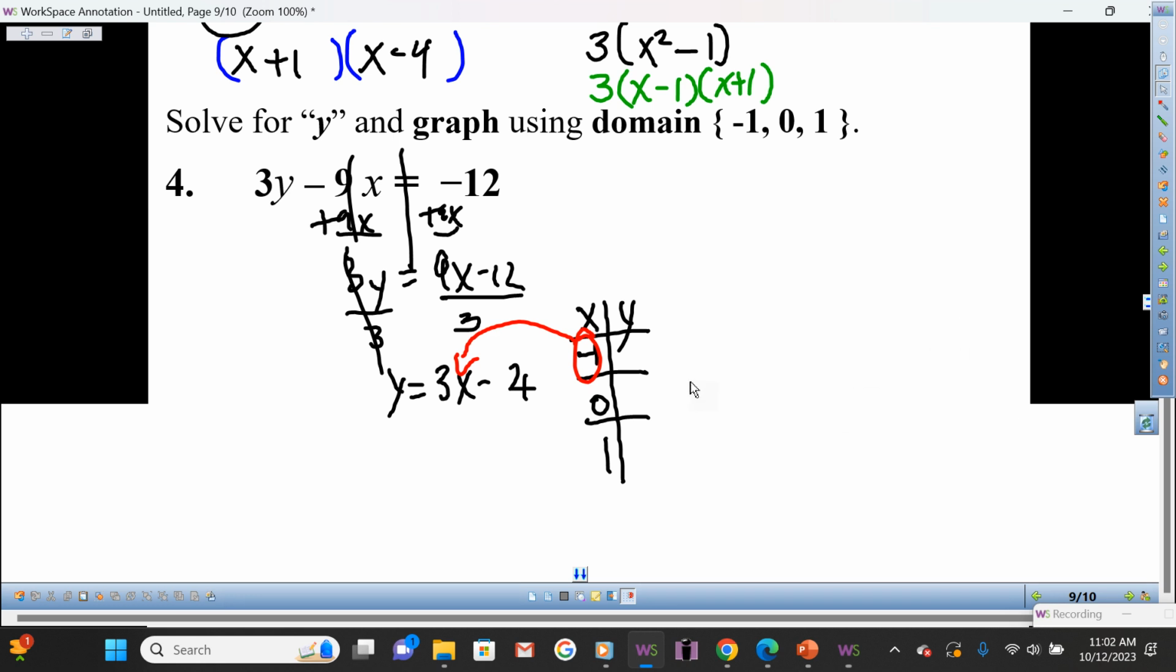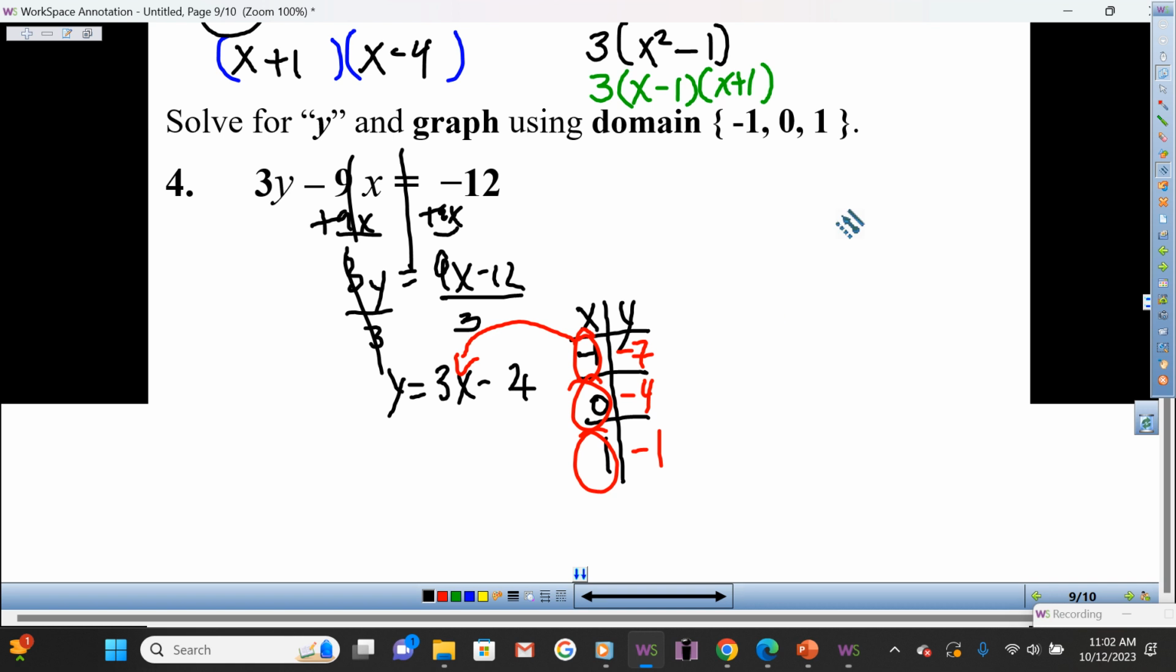So, y equals 3x minus 4. Negative 1 times 3 is negative 3 minus 4. That's what? Negative 7. Yes. Next value. 3 times 0 is 0. That leaves us with negative 4. Next one. 1 times 3 is 3 minus 4. That's negative 1.